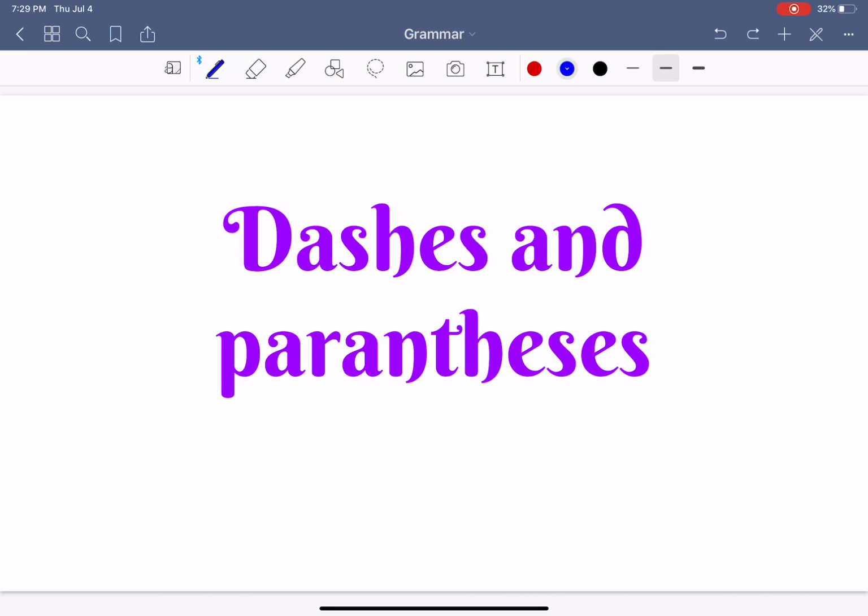Now finally, we go into dashes and parentheses. Dashes and parentheses are used very commonly, very similar to how commas are used. You can either use dashes, or you can use commas, or you can use parentheses. It's really your choice. And again, sometimes when you use all of them in an essay, it makes you seem really smart because you know your grammar rules.